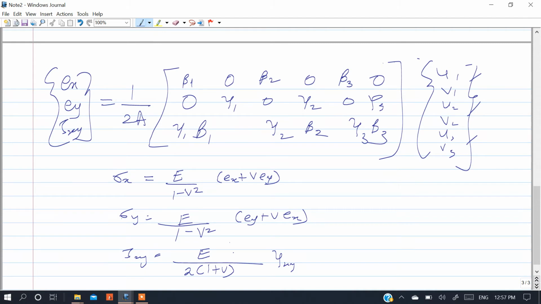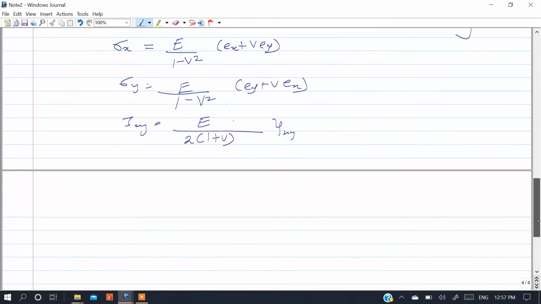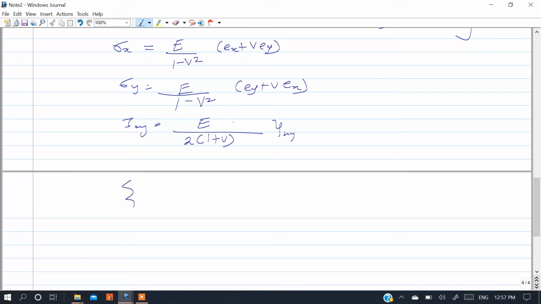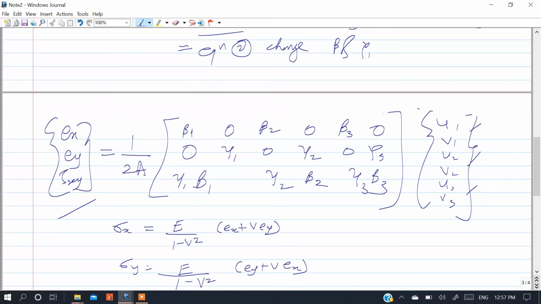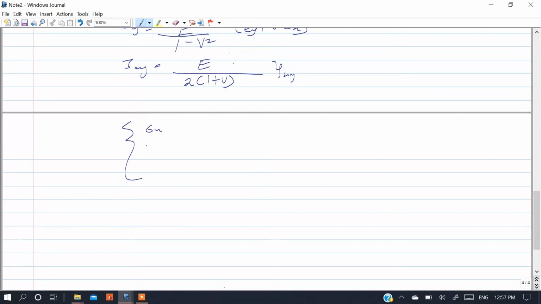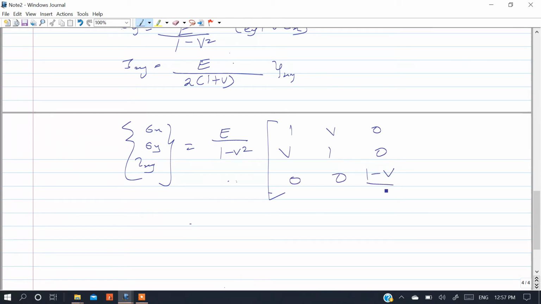Okay, so if we convert this equation of sigma x, sigma y, and tau xy into matrix form, then what will it become? Sigma x, sigma y, and tau xy. I am explaining this derivation, the basic fundamentals of the derivation, and where the formula comes from. So the main formula is C equal to E upon 1 minus v square, and the matrix will be 1 v 0, v 1 0, 0 0 (1 minus v) upon 2, in bracket, multiplied with ex, ey, and gamma xy.